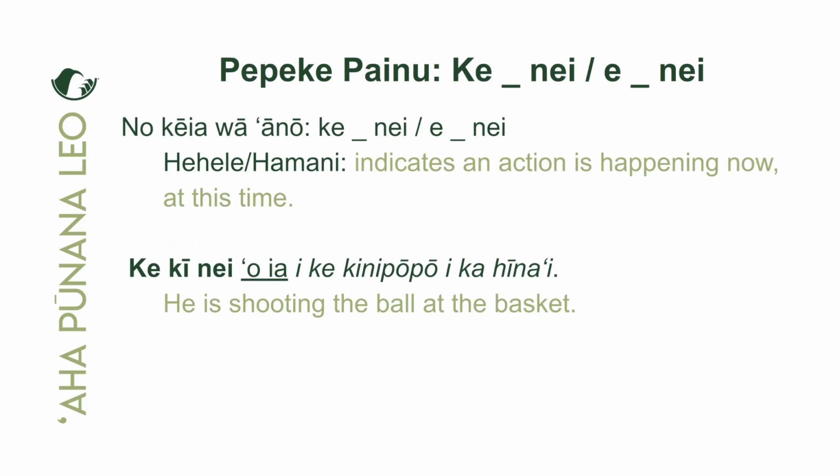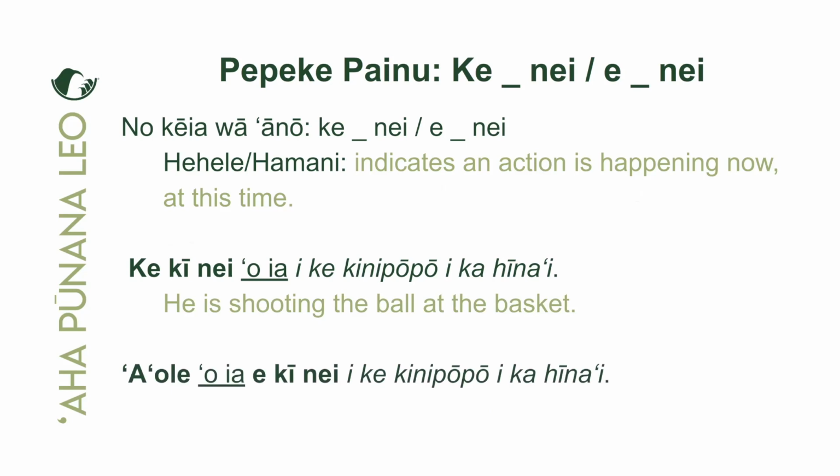To negate this, we say a ole oya e kine ike kini popo ikahinai. Because the piko of a sentence is a papani, which is oya, it'll jump up in front. Laleka papani piko imua following aole, and then we negate it by saying e kini. We drop the K from kini, and now it's e ne, all right, because we're negating it. Ole oya e kini, ikikini popo, ikahinai. And we get the translation, he or she is not shooting the ball at the basket.